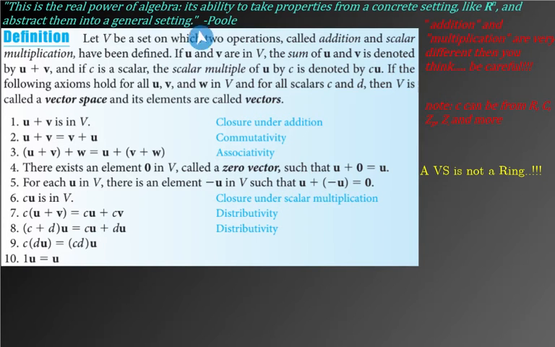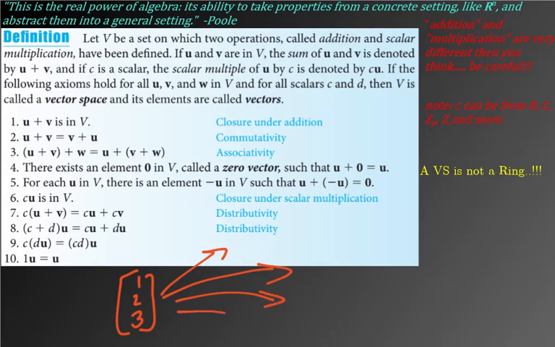And it's summed up really well in the book right here. The author says that this is the real power of algebra, its ability to take properties from a concrete setting like Rn, which is basically what we've been studying, and then abstract them to a general setting. So the idea with this unit is that what we've been learning about, literally with vectors and these tables with numbers, like a vector 1, 2, 3, can extend to all sorts of things that you might not even understand are possible.